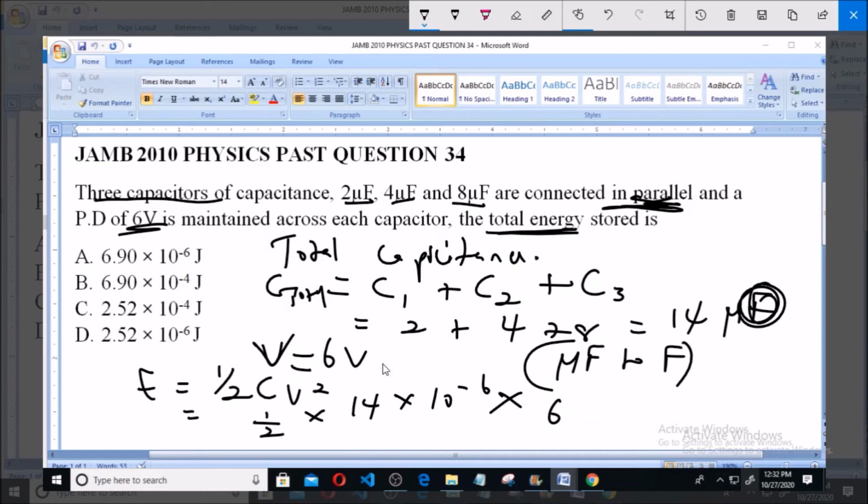So all these together will give you 2.52 times 10 to the power of minus 4 joules as the energy stored. So that is option C. Option C is the correct answer to this question.